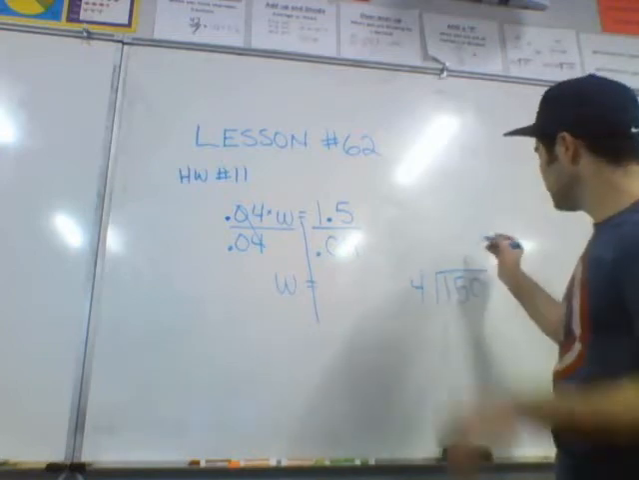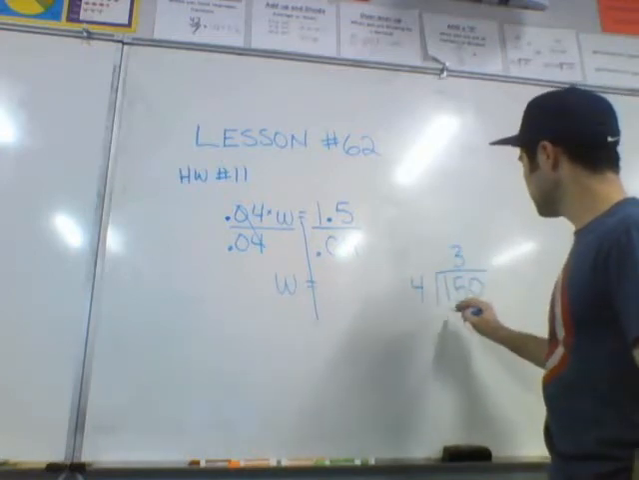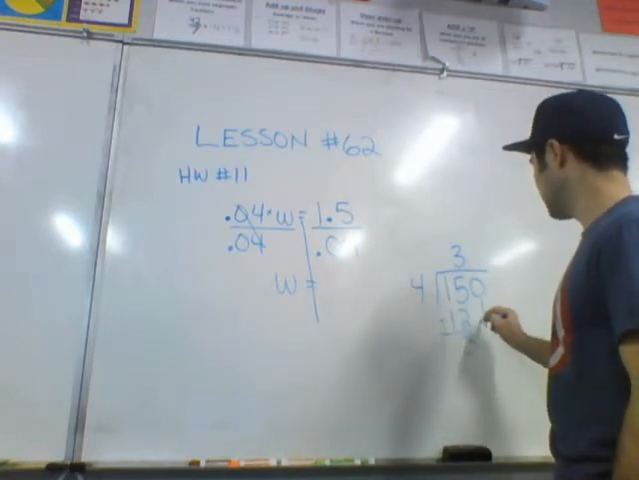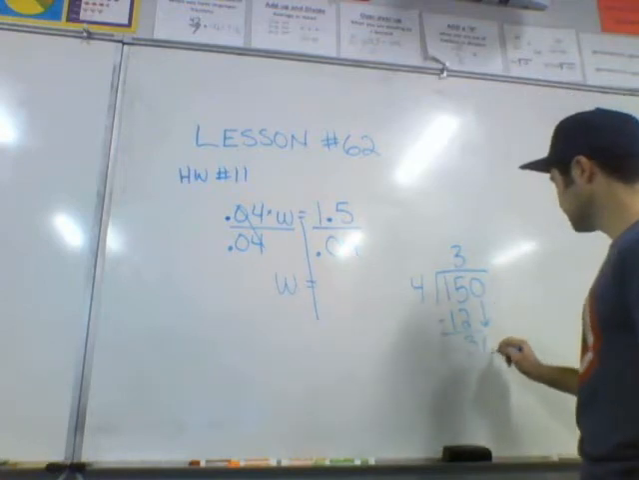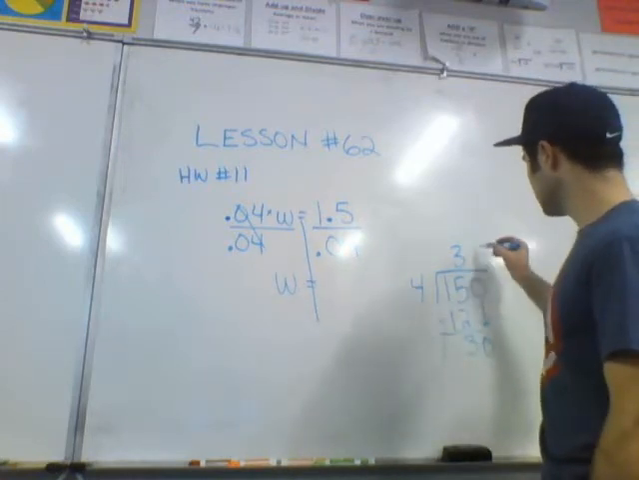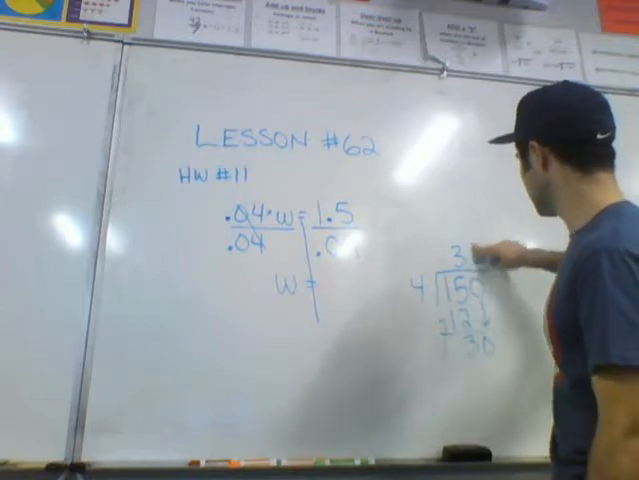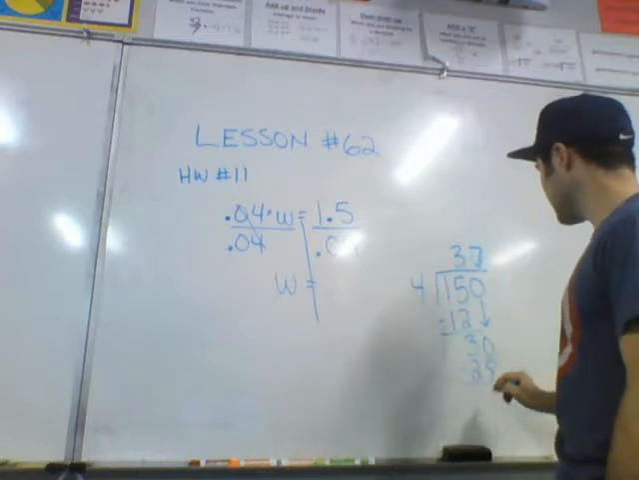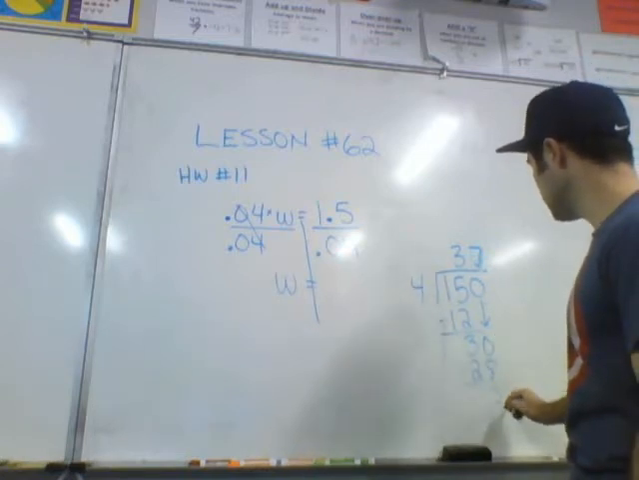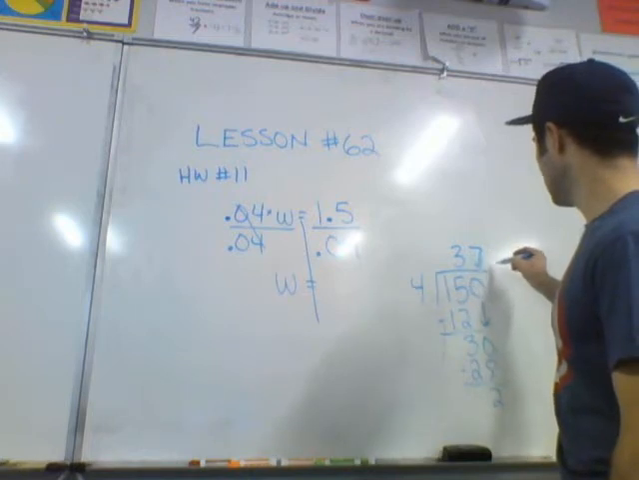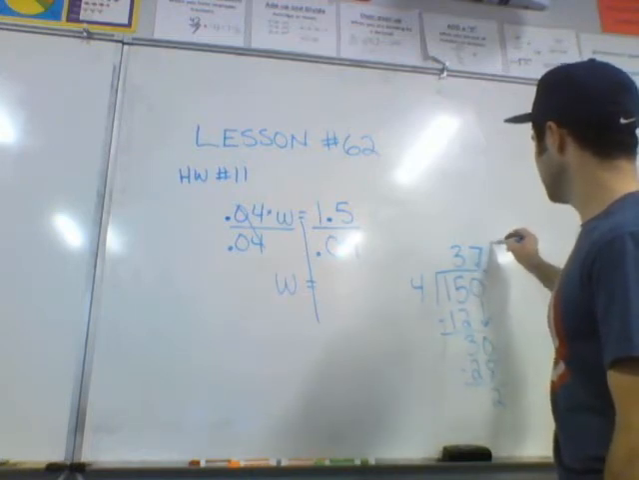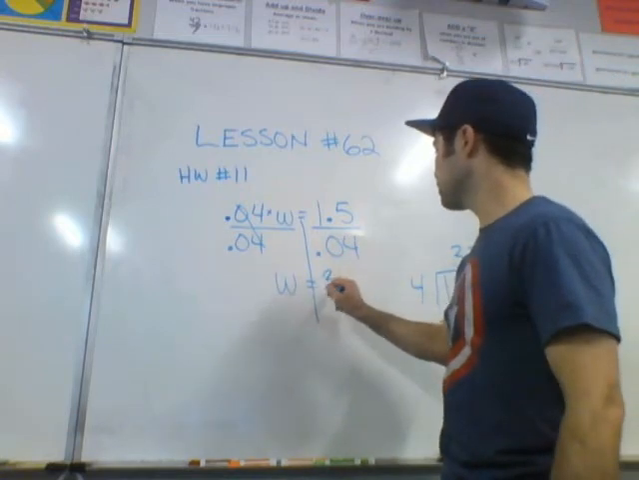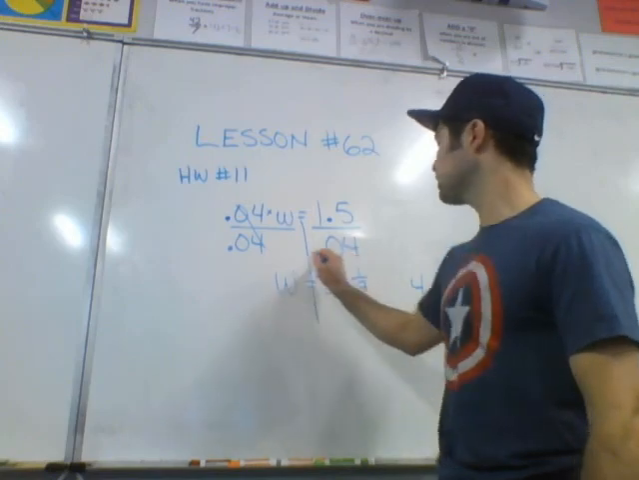Okay, 4 will go into 15 3 times. 3 times 4 is 12. Subtract. 15 minus 12 is going to be 3. Bring down the 0. 4 will go into 30 about 7 times. 7 times 4 is 28. Subtract. 30 minus 28 is 2. Okay, and so our answer is going to be 37 2/4, which of course is 37 1/2. There's your answer.